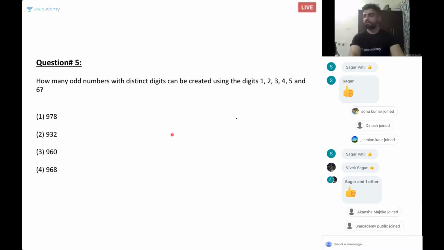Let's move on to the next question. How many odd numbers with distinct digits can be created using the digits 1, 2, 3, 4, 5, and 6?